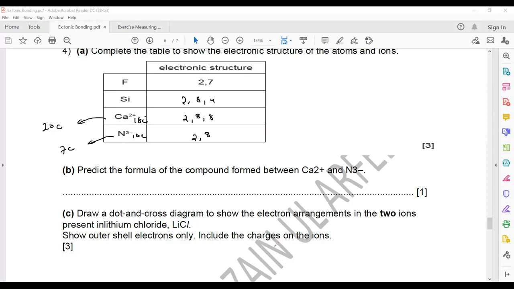Then predict the formula of the compound calcium nitride. Yes, Abdullah, that's correct. Calcium nitride formula: calcium is +2, nitrogen is -3. When we cross multiply, it will be Ca3N2.